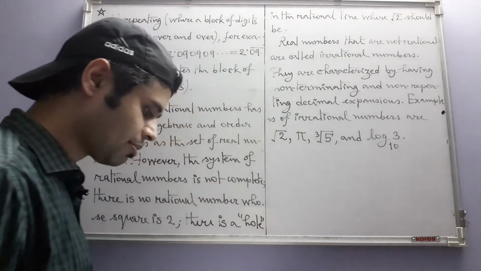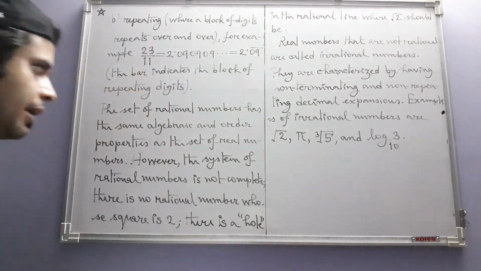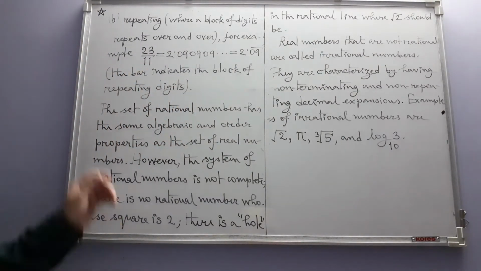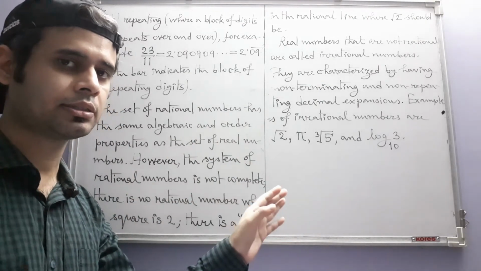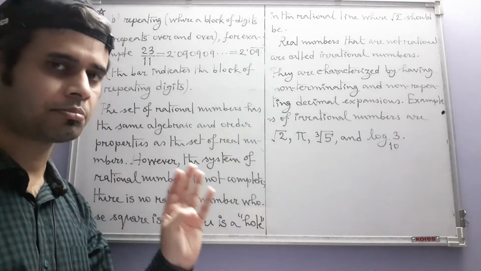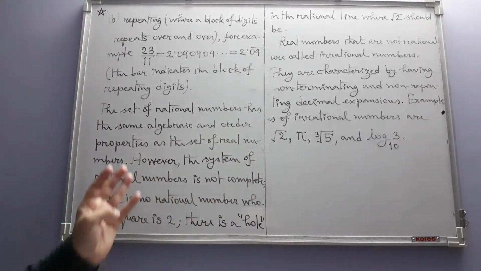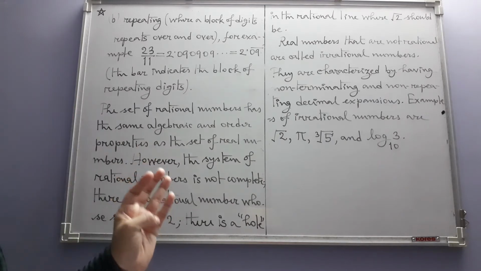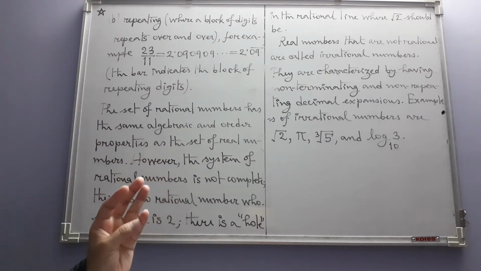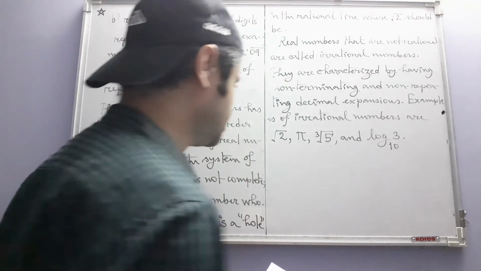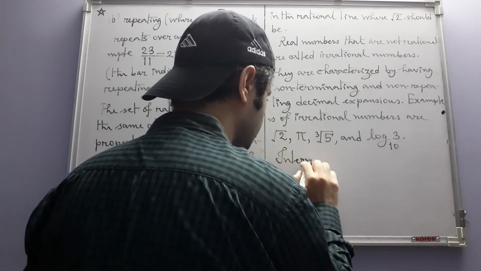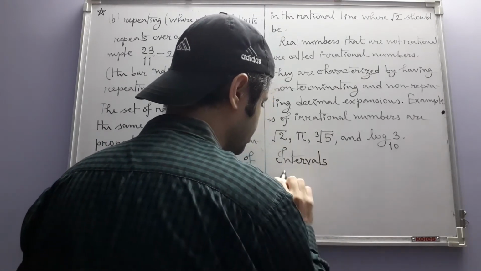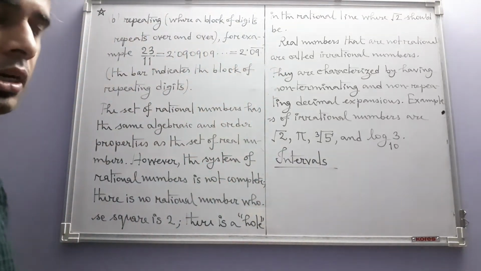Okay, so now having seen these things, these are arising because of the three very important subsets of the real numbers set we have identified, namely the set of natural numbers, the set of integers, and the set of rational numbers. But there are other subsets also, and they have names. Collectively they are called intervals. So next we look at intervals.